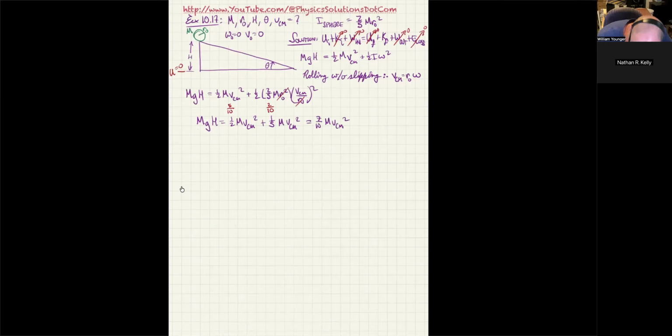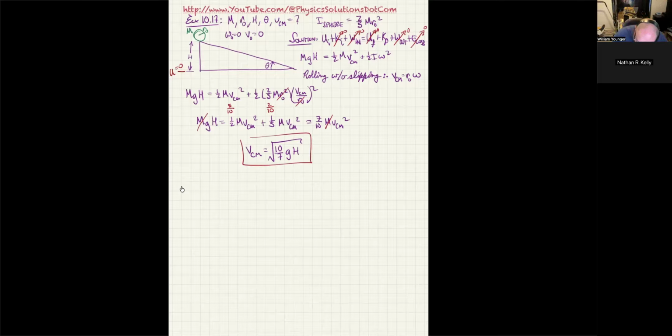So I get 7/10 m v center of mass squared. And now we can see that the mass cancels out with the mass over here, and we can solve for the v center of mass. Specifically, the velocity of the center of mass is equal to the square root of 10 over 7 times g times h. So that's the velocity that it'll have at the bottom.